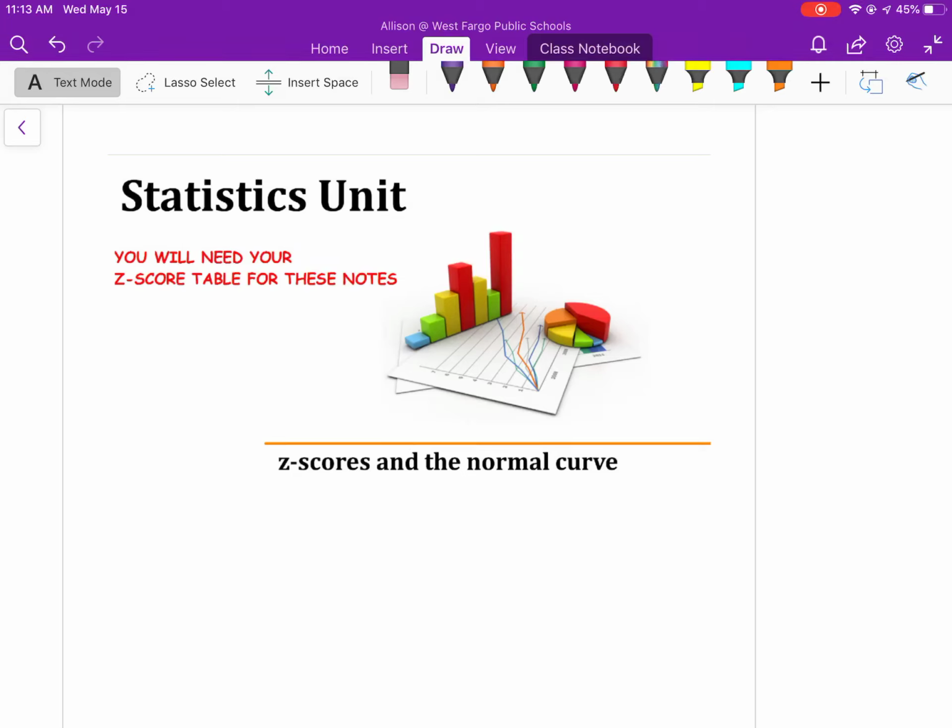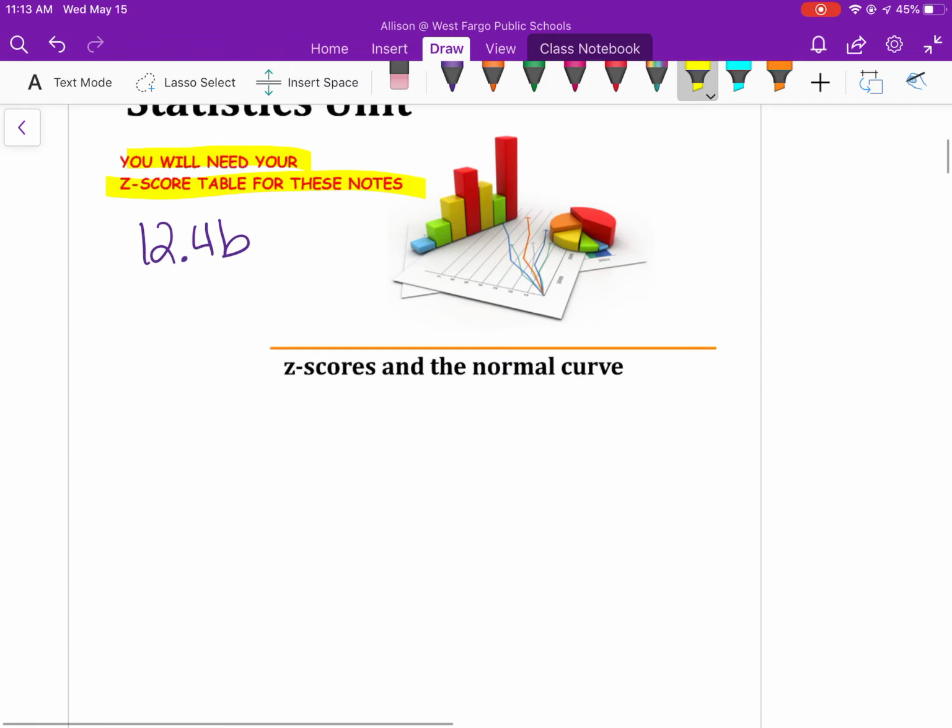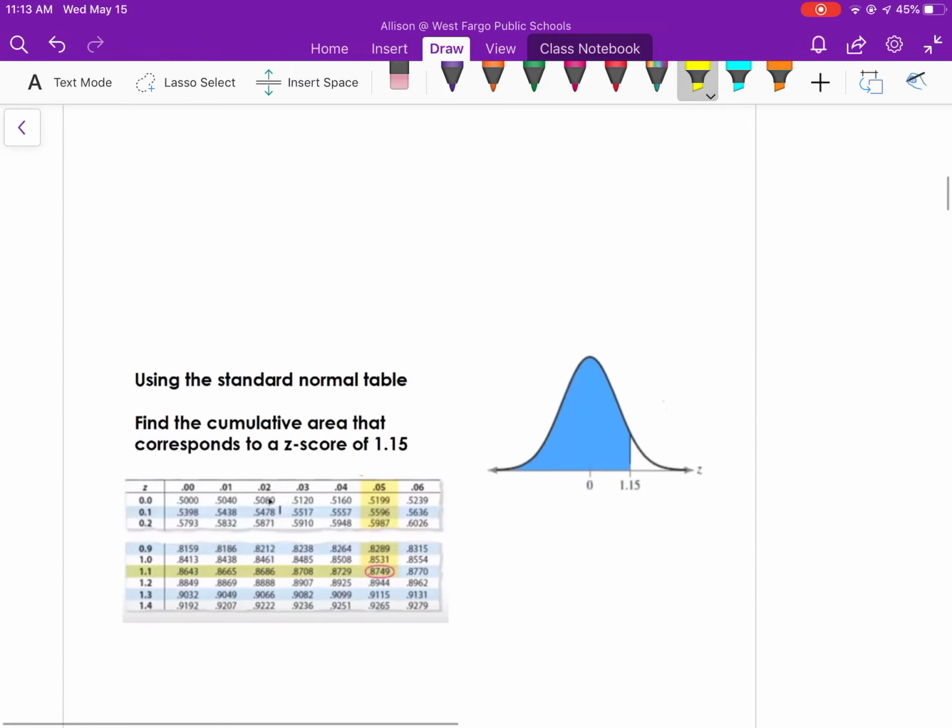This video is going to go with your notes for 12.4b, and note that you will need a z-score table for these notes. So make sure that you have either printed, downloaded, have some sort of z-score table, or got a copy from me before you take these notes. So this is day 2 of z-scores.